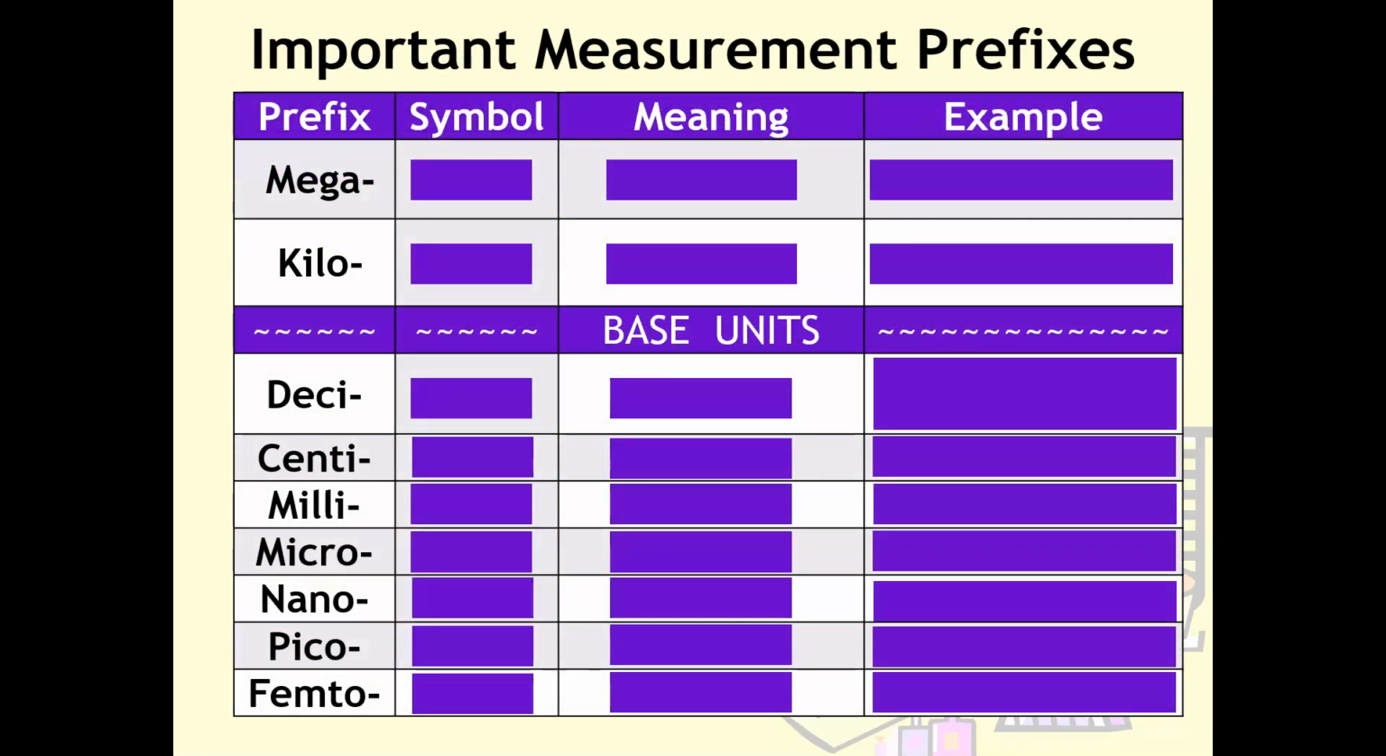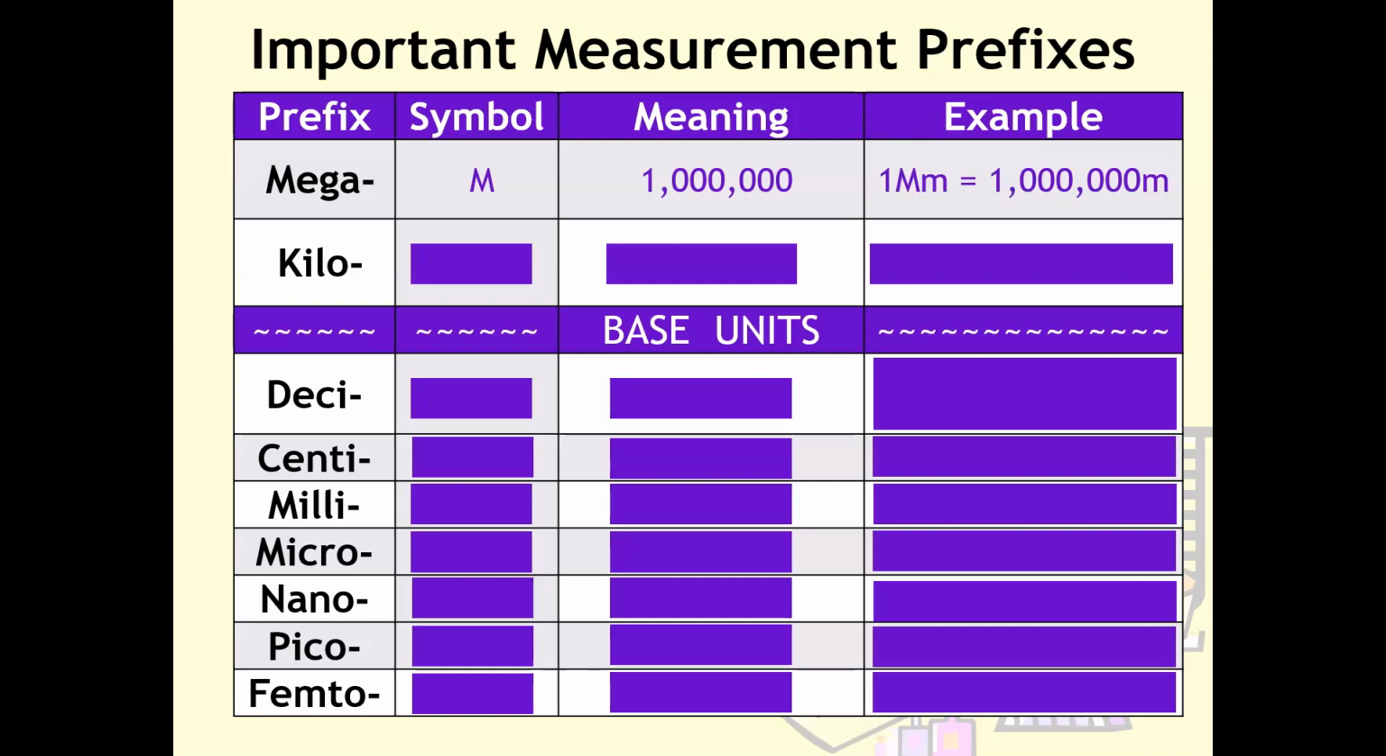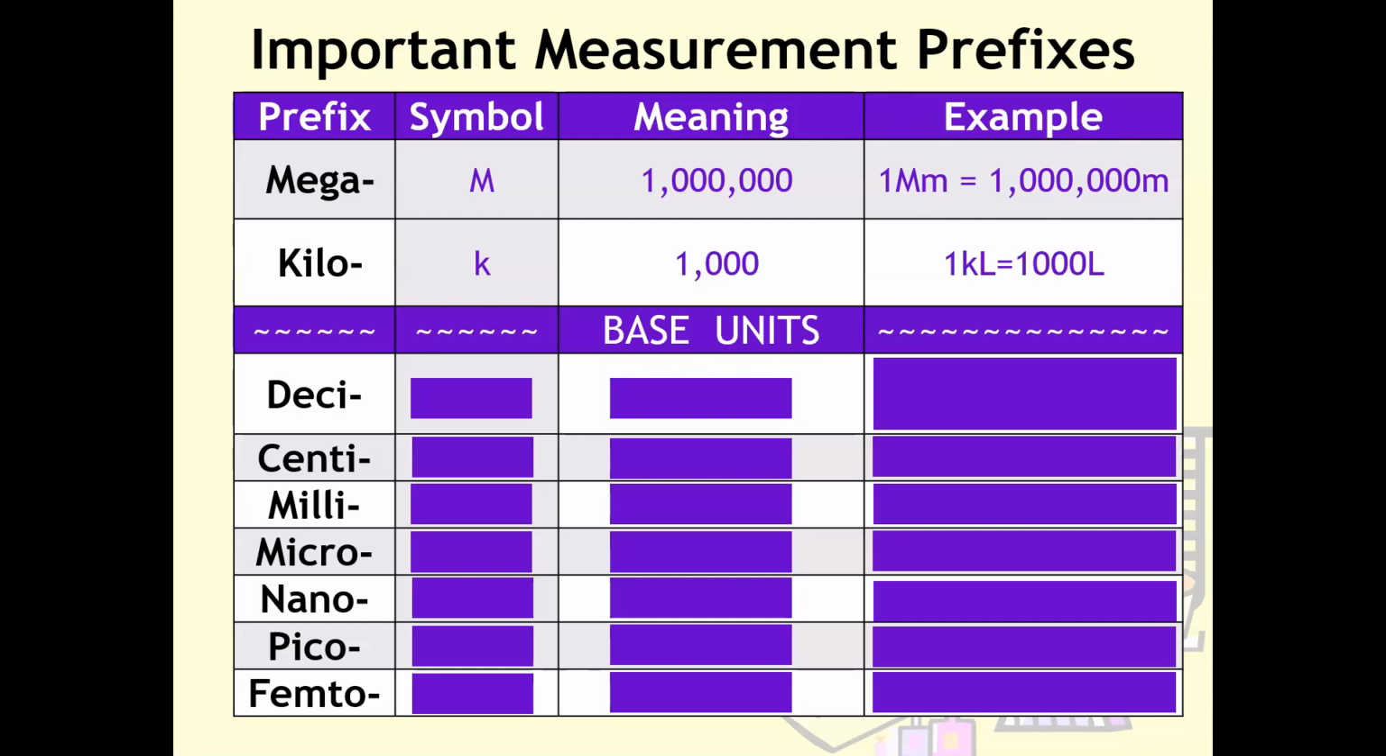Here are some important measurement prefixes that you need to commit to memory in order to perform dimensional analysis calculations successfully. So mega, you want to think mega million. It has the symbol big M, meaning 1 million, like the Mega Millions, like the lottery. An example is 1 megameter equals a million meters. Kilo is up next. It has the symbol lowercase k. The meaning is 1,000. And then, for example, you could have 1 kiloliter equals 1,000 liters.